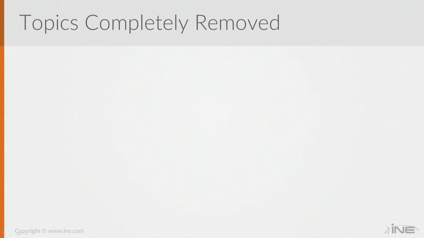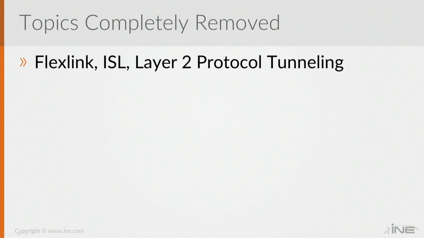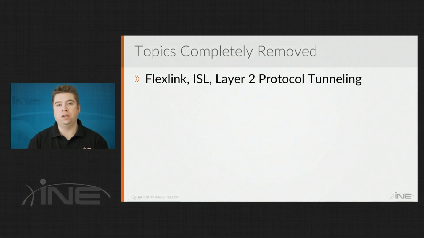Okay, then last but not least, what is completely gone? We have in layer 2 LAN switching, flex links, ISL, and layer 2 protocol tunneling. ISL definitely makes sense because most platforms don't even support it anymore. There's no advantage of running a proprietary trunking encapsulation versus running .1Q. So really no feature differences.